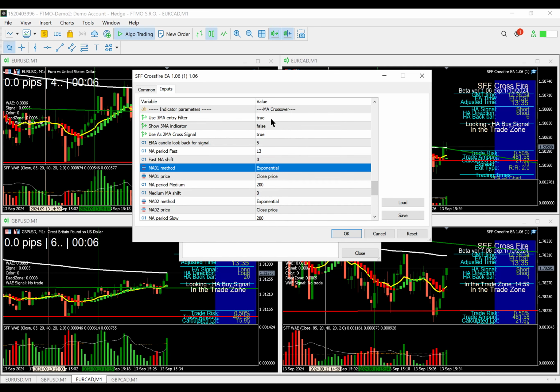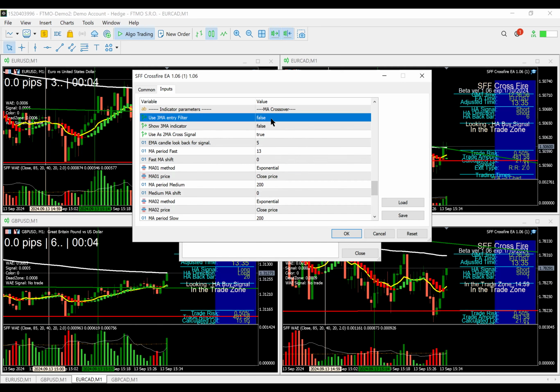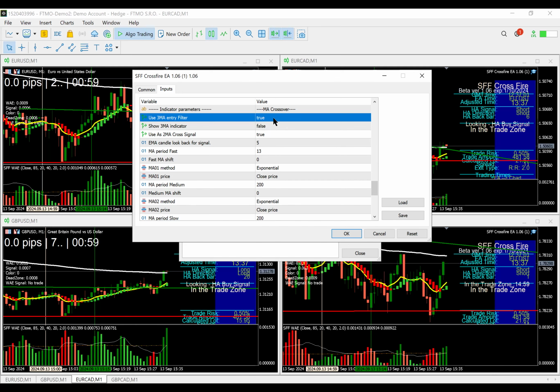I had a bit of a glitch yesterday because I had this one on false and it wasn't working properly. So Oliver had a look at it and said, put them both on true. But you're actually looking at the 2 MA crossover, and for it to be valid, it's got to be within the last 5 candles. I guess you might be able to change that. You might be able to increase it a little bit, but I certainly think that you need the crossover to be pretty recent to be valid.